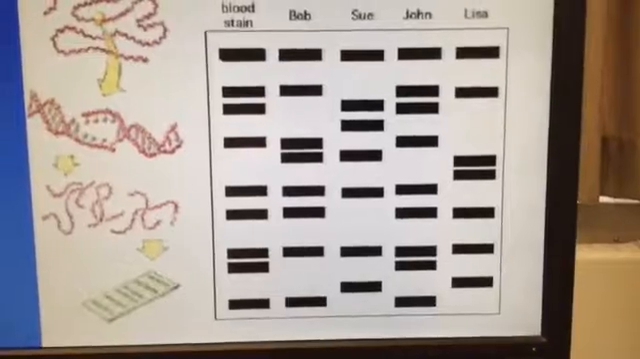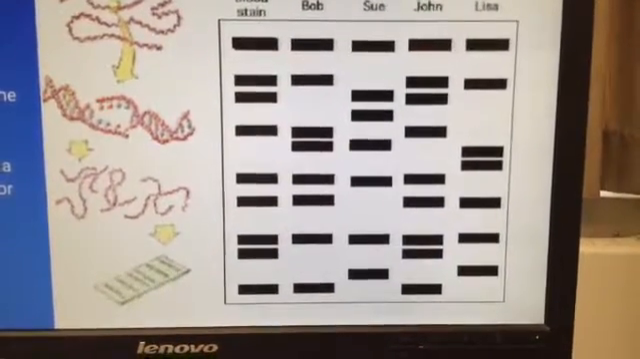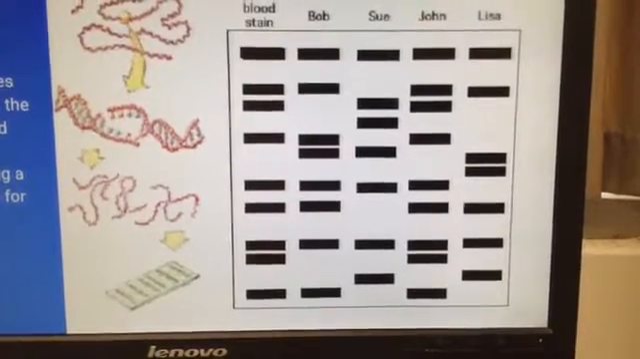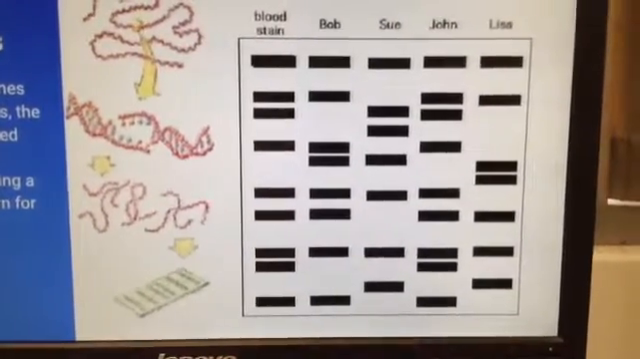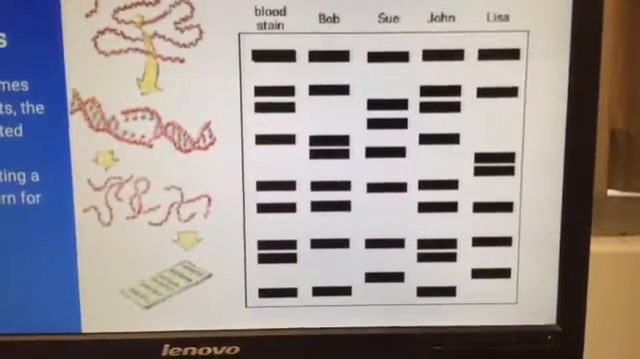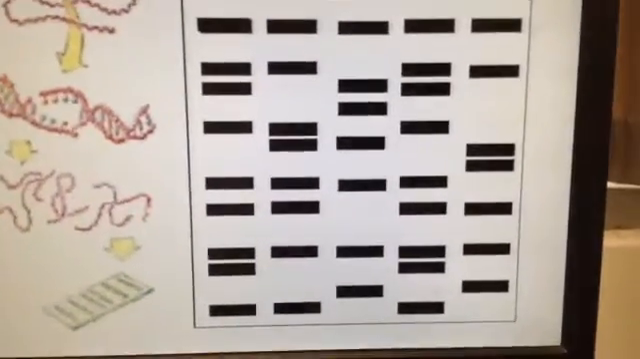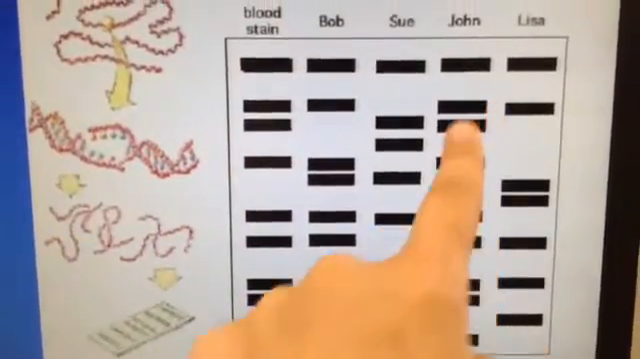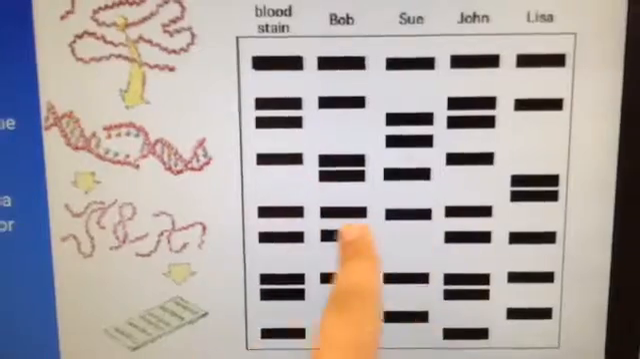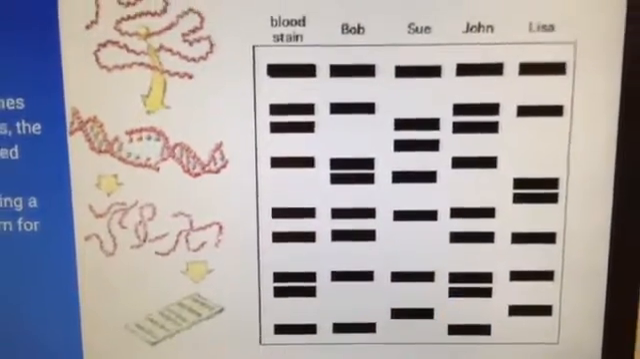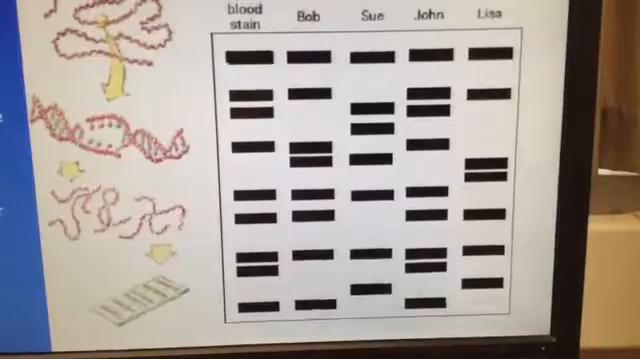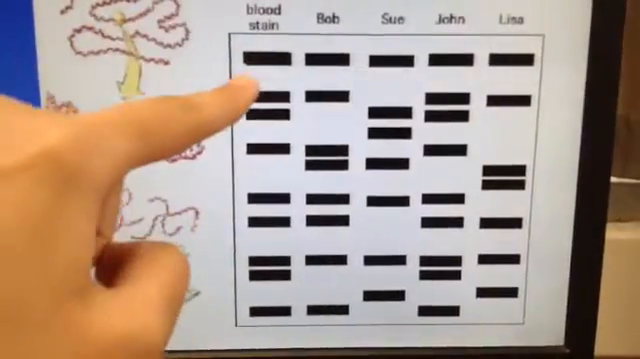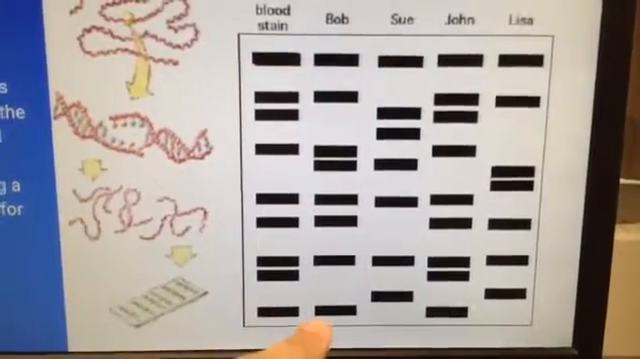I'll give you a moment to look at it and see if you can figure out which one of our suspects is the perpetrator. Well, if you guessed John, then you are correct. If you look here, we see the exact same banding pattern for the blood stain and for John going straight across. So a little bit about electrophoresis. Longer fragments of DNA tend to stay at the top of the band, while the shorter fragments come down to the bottom.